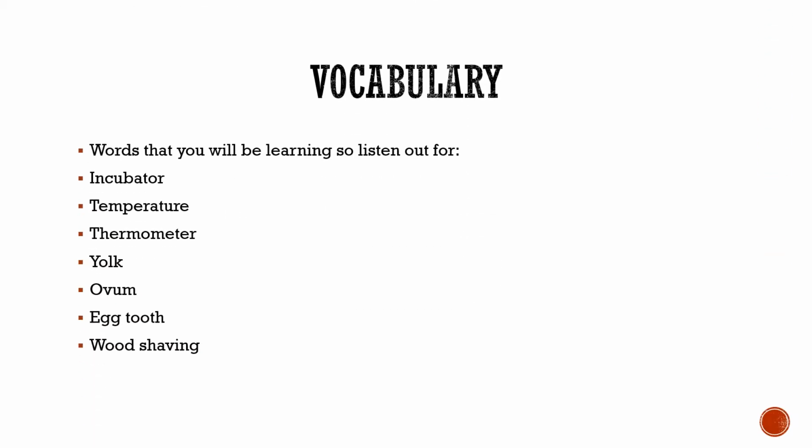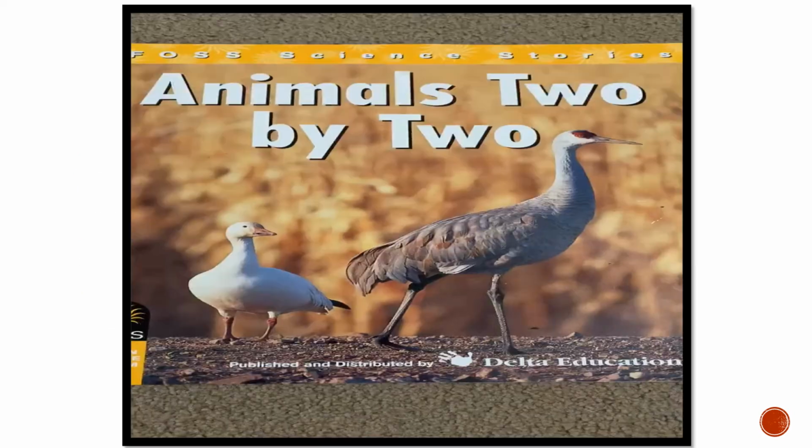Vocabulary. The words you'll be learning, so you should really be listening out for. Some you'll hear in everyday conversation, and other words might be new to you that you'll be hearing throughout the week. Those words will include things such as an incubator, temperature, thermometer, yolk, ovum, egg tooth, and wood shavings. Be listening out for those key words.